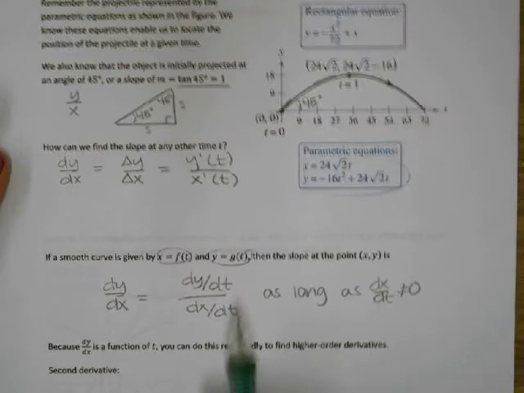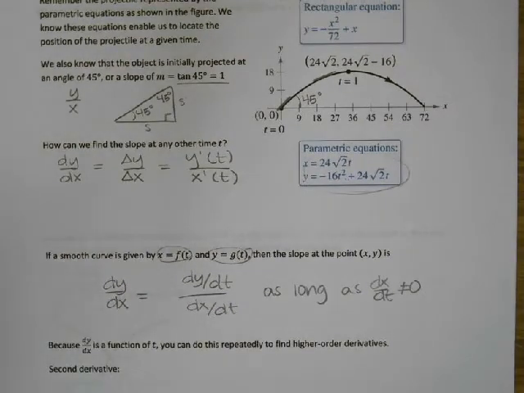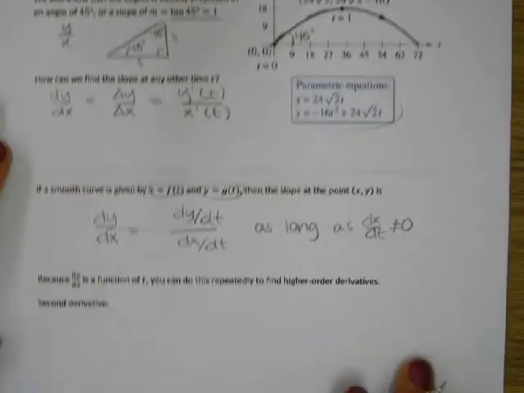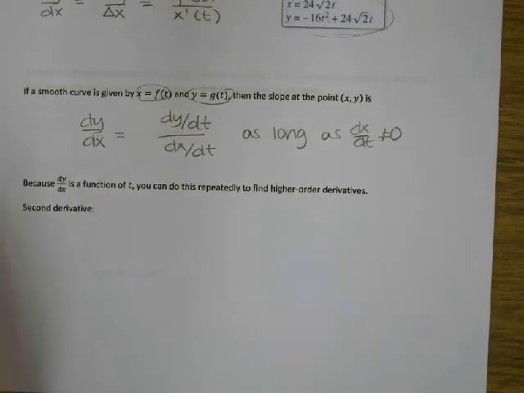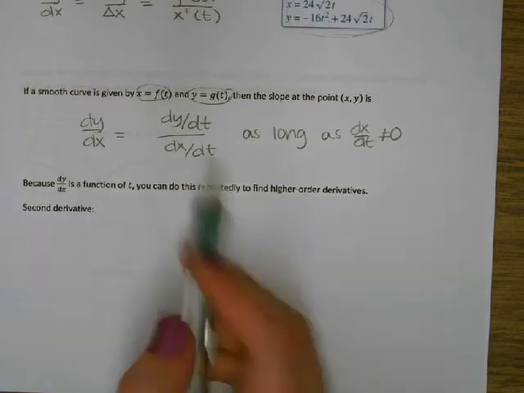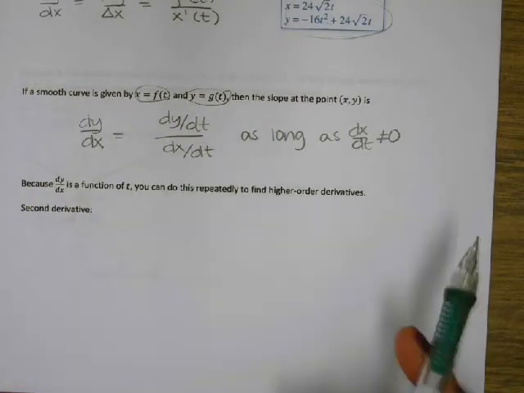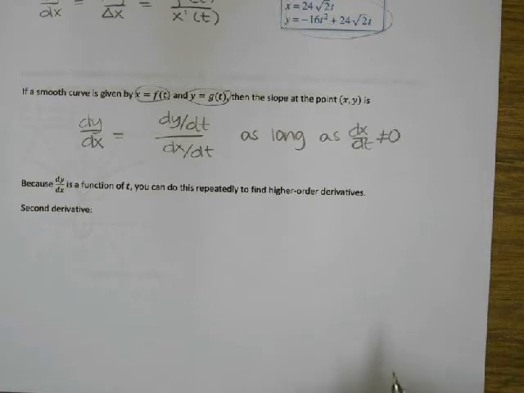So this is important. This is if you want to star it or underline it or make it bold or whatever. That's our kind of formula. How do we find the derivative? We do the derivative of y divided by the derivative of x, and we're doing that derivative in terms of t. So we're leaving it in terms of t when we're doing it.